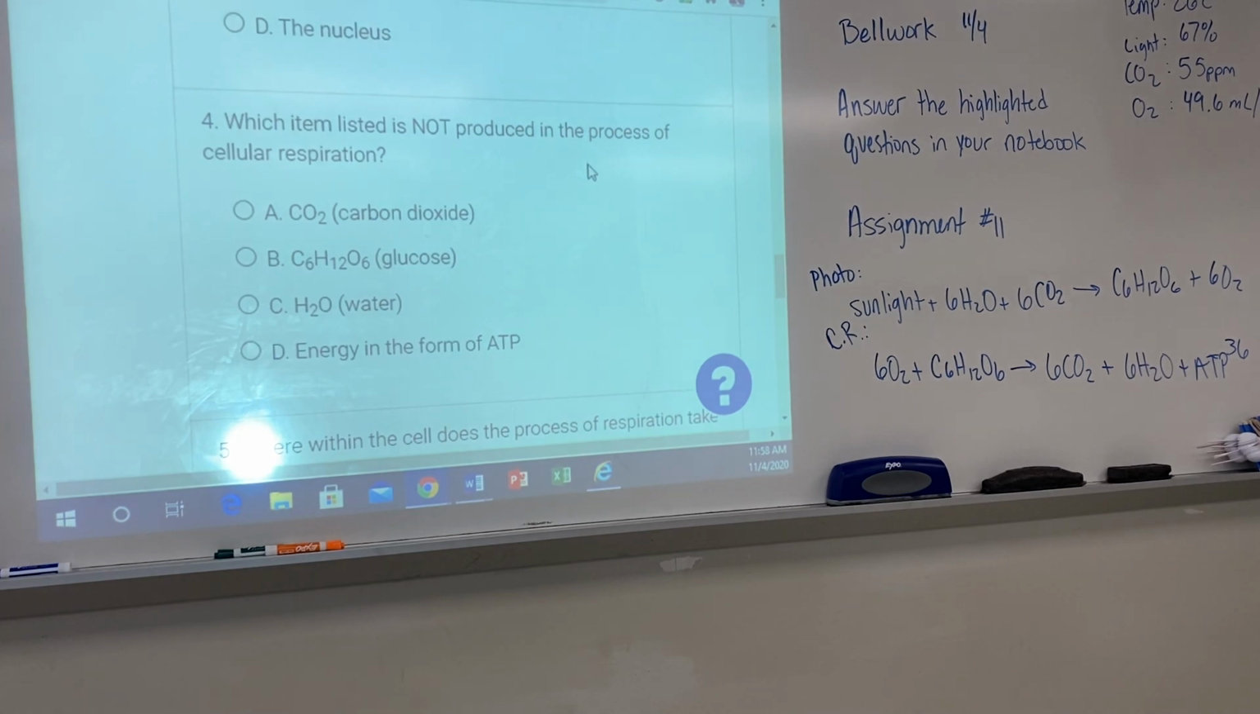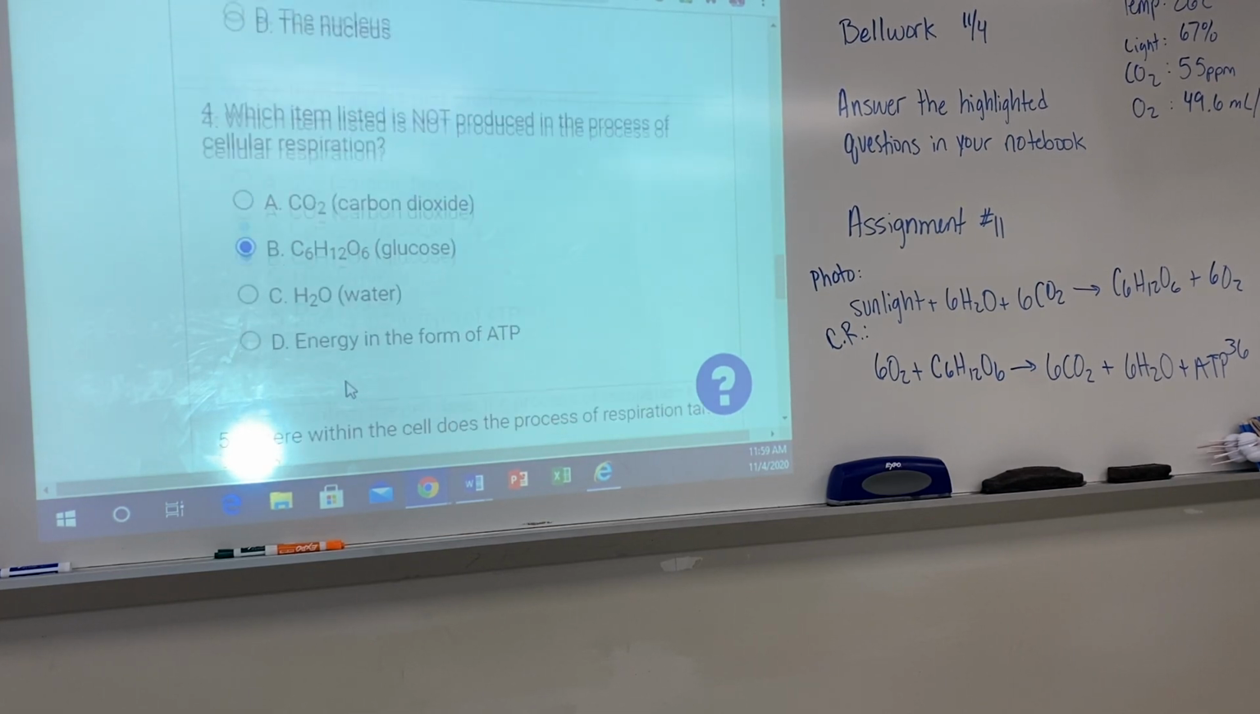Okay. Which item listed is not produced in the process of cellular respiration? What is not produced? B or C? B. No, C. C. Look at what you just wrote down. C. What is not produced during the process of cellular respiration?